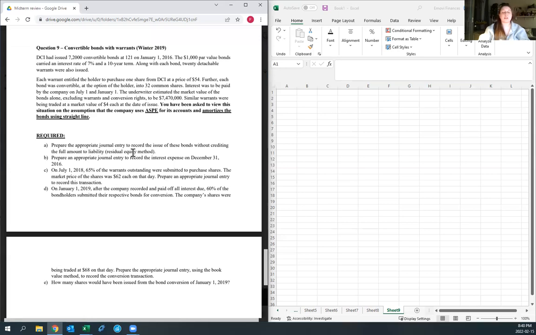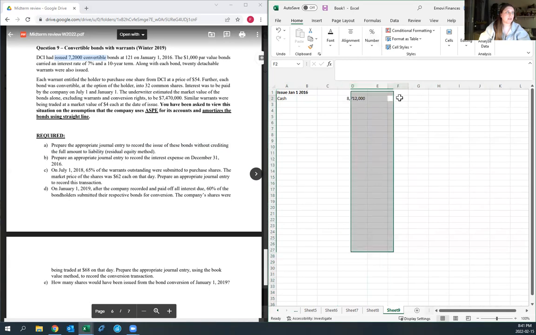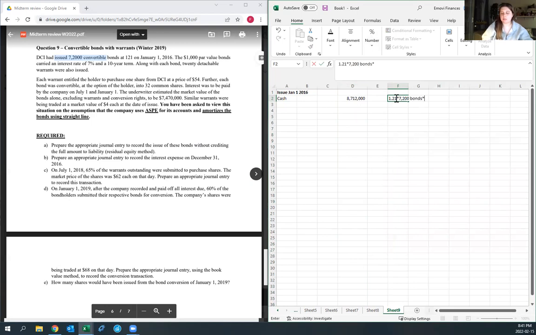So here we're gonna have contributed surplus, conversion rights, because they don't credit the full amount to liability. So at the issue date, on January 1st, 2016, we're gonna have a cash amount of... the bonds were issued at 121. So it's gonna be 1.21 times the face value. They don't give us the fair value here, but we can calculate it because we have the number of convertible bonds times the value of those bonds. So it's going to be 7,200 times $1,000.